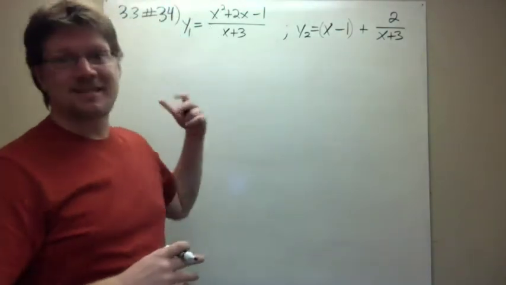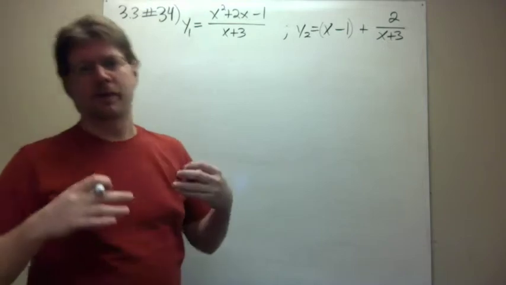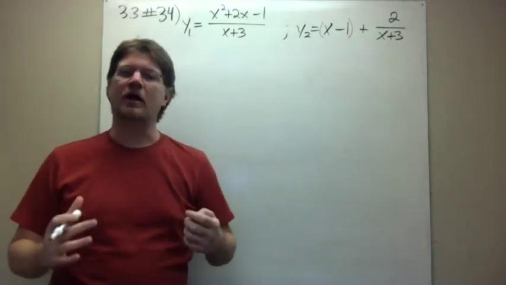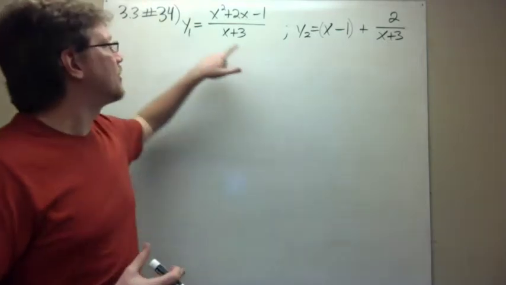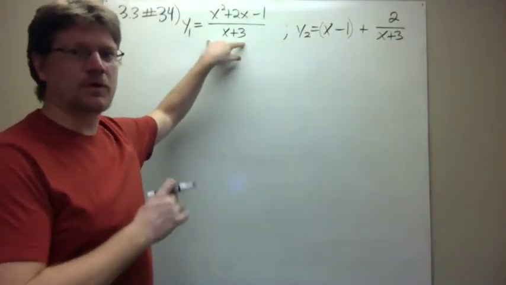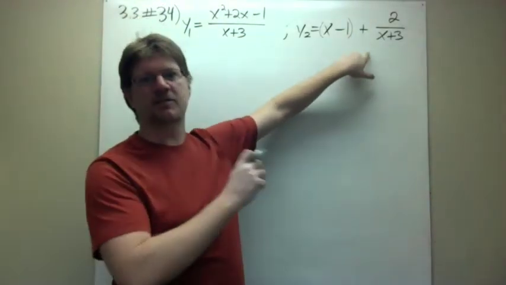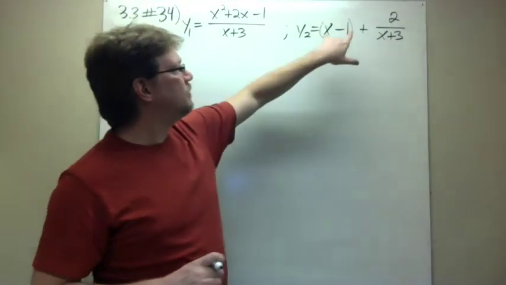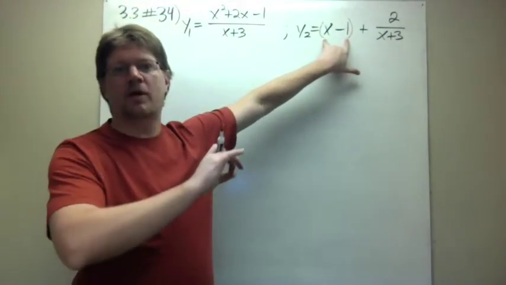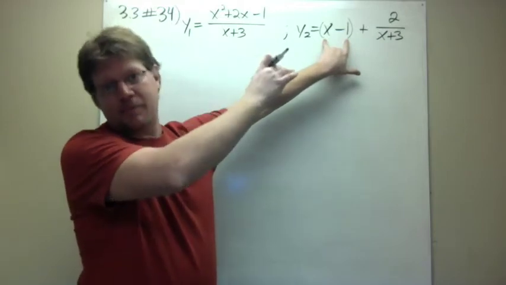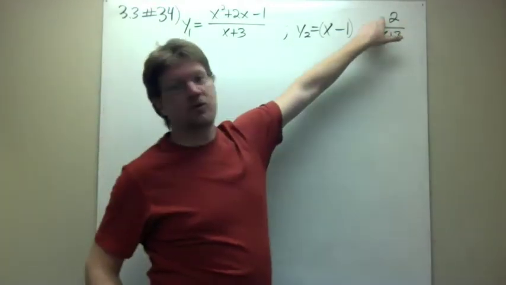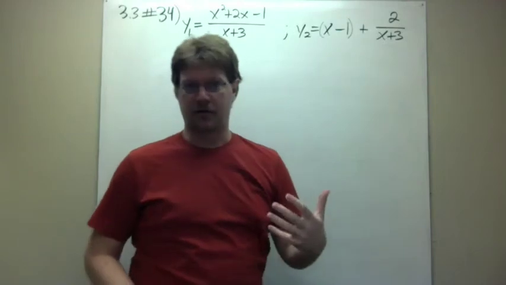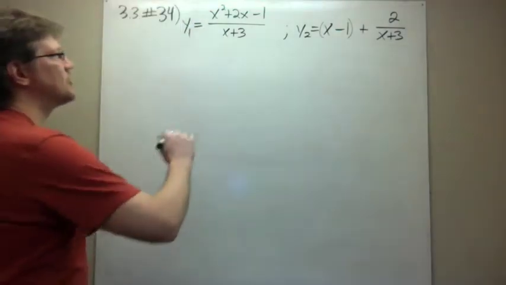But since in this section I'm trying to hammer home and show practice on long division, I'm going to do it that way. I'm going to do long division on this one and show that I get this expression out in the end, by showing that when I do the division, this x minus 1 is going to be on top of my division symbol, and this 2 is going to be my remainder. Okay? So let's do that.